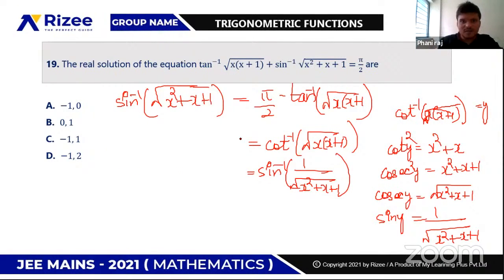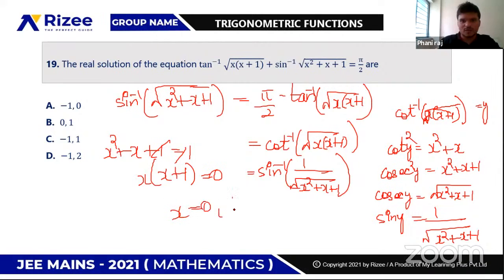So now the square root of this thing is equal to this thing. So what can you say? X square plus x plus 1 must be equal to 1. So cancel 1 on both sides. You get x into x plus 1 equal to 0. You get x equal to 0, 1. Option B is the correct answer.